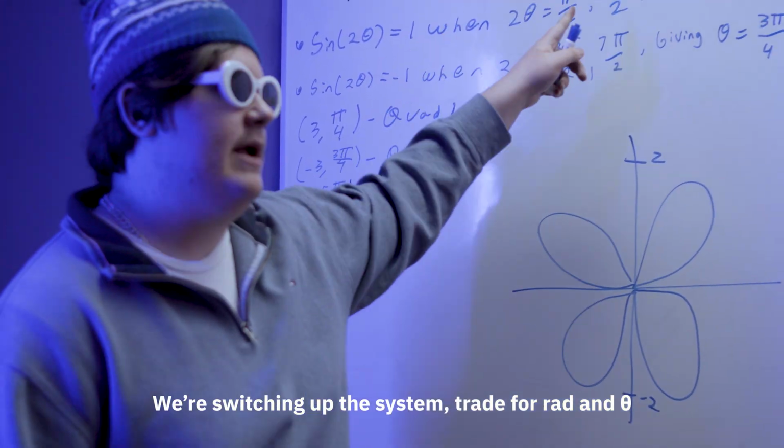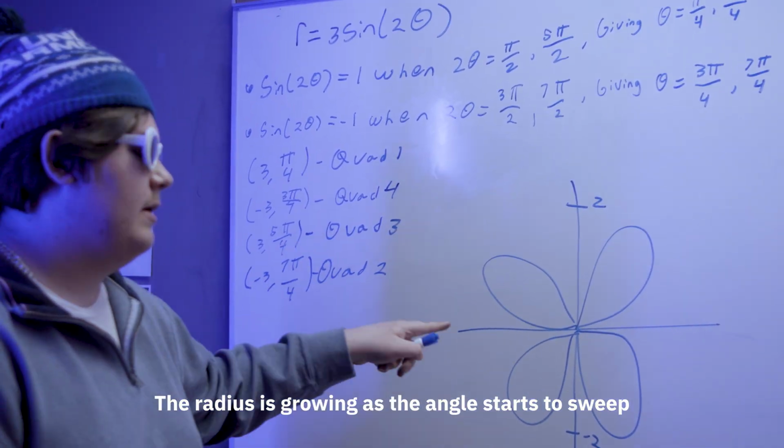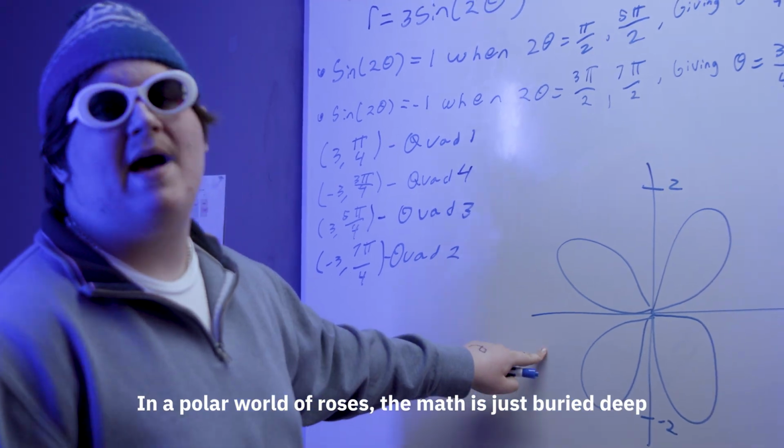Switching up the system, trade for radius and theta. Spinning circles around the origin, no longer moving straight. Radius is growing as the angle starts to sweep. In a polar world of roses, the math's just buried deep.